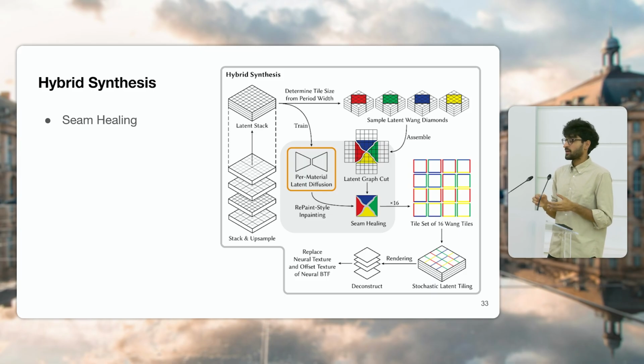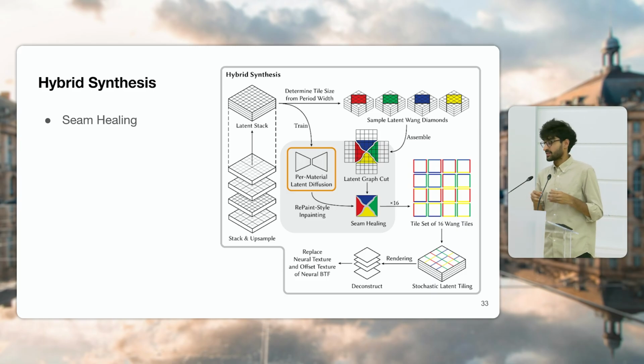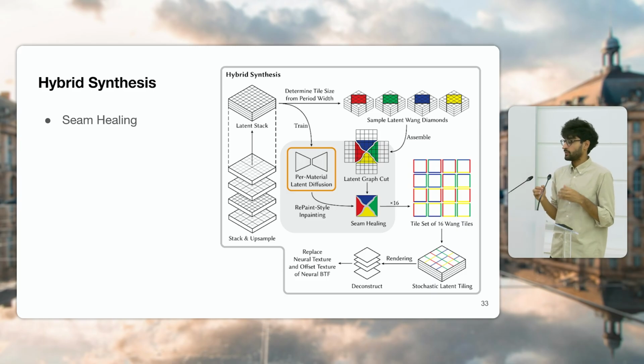Even with seam optimization, complex materials can still show boundary artifacts. So the second operation we do is diffusion-based seam healing. For each material, we train a diffusion prior on crops from its latent stack. So the model learns that material's local statistics. At synthesis time, we apply in-painting only over the seam regions. So the diffusion prior acts as a constrained local repair. It harmonizes the transitions between tiles without replacing the capture structure that Wang tiling gave us.